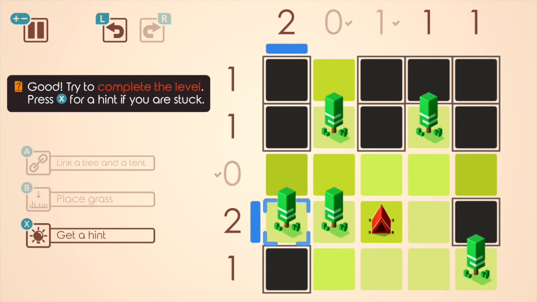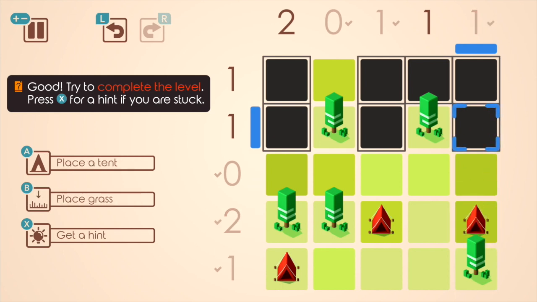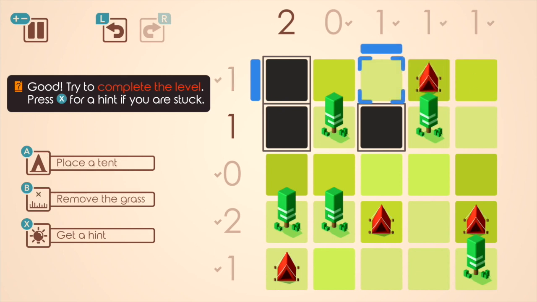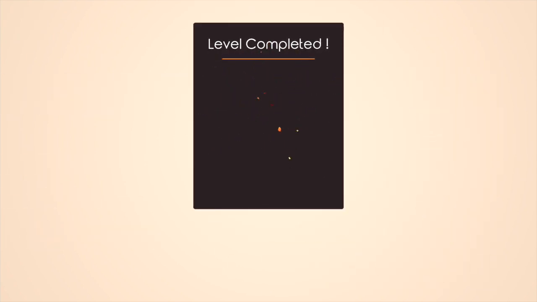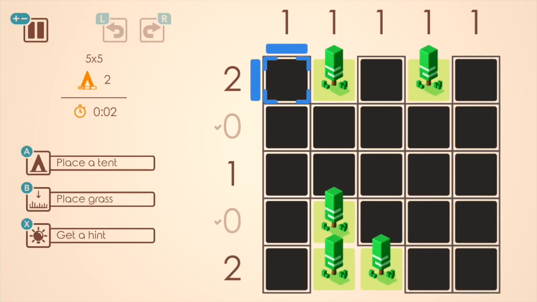Alright, so that one goes there. That goes there. Boom. Alright, we won. Okay. 1, 1, and 1, but 2 here. So let's give that one there.